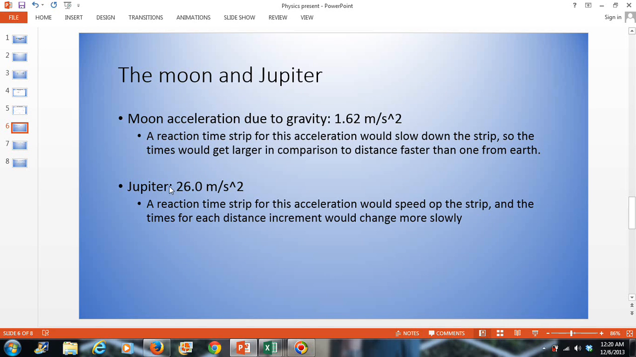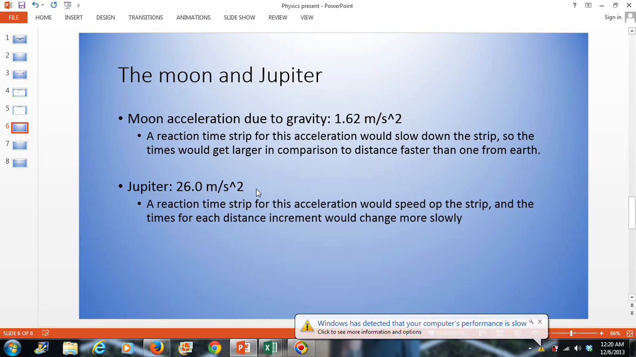And on Jupiter, the acceleration due to gravity on the surface is 26 meters per second squared. And if we use our reaction strip on Jupiter, the strip would be accelerated even more than on the Earth. So the strip would go faster through your hand, and so more distance would go by in the same time than it would on Earth. So your reaction time will actually seem like it's greater if you use the same strip that you used on Earth.